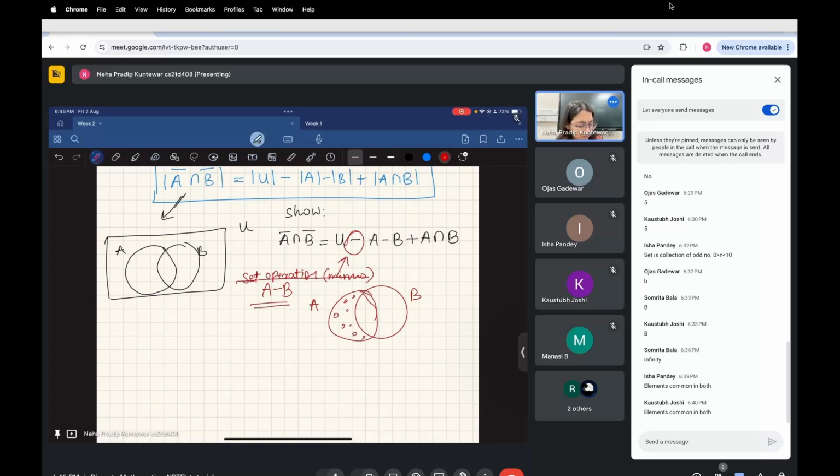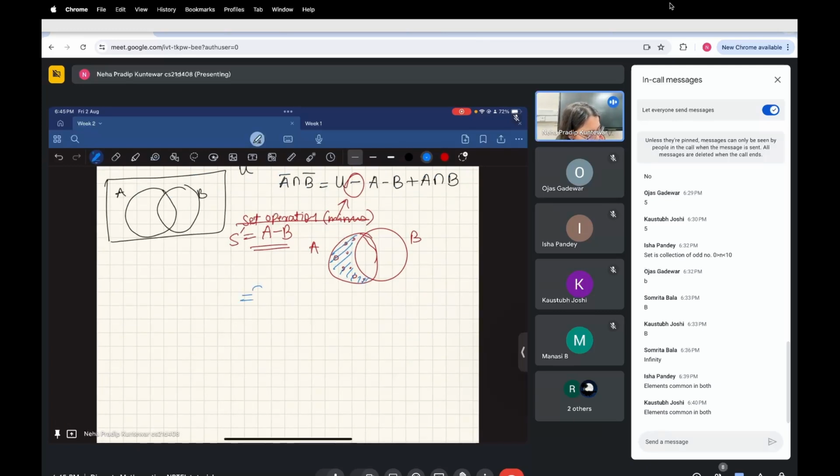So what does S prime look like? S prime is basically deleting the elements common to A and B from A. So this shaded area is what A minus B looks like. In terms of set builder notation, this is the set of all elements X such that X is in A but X is not in B. Okay, so is this fine? Is the definition fine with everyone?